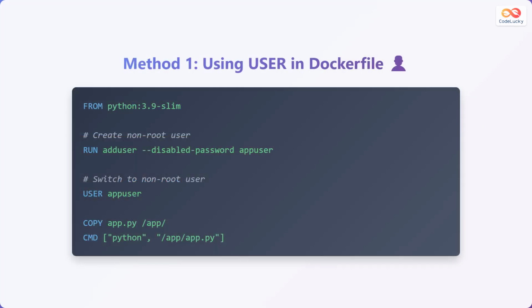One way to run containers as a non-root user is by specifying the user instruction in the Dockerfile. Here is an example. First, start with the base image, for example, Python version 3.9 Slim. Then create a non-root user, for example, add user disabled password app user. Then, switch to the non-root user using the user instruction, followed by the username. Finally, copy the application files and specify the command to run the application.